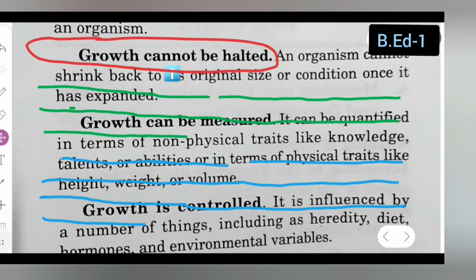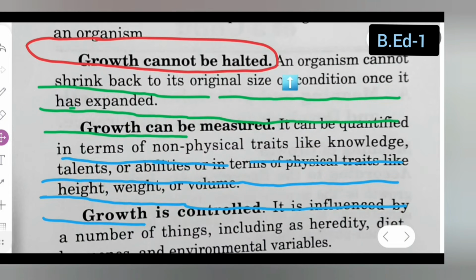So I can write down, growth cannot be halted. An organism cannot shrink back to its original size or conditions. Growth cannot be halted means an organism cannot shrink back to its original size or conditions once it has expanded. Once you grow up, you cannot come back to your small size, right?